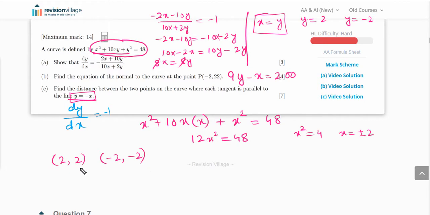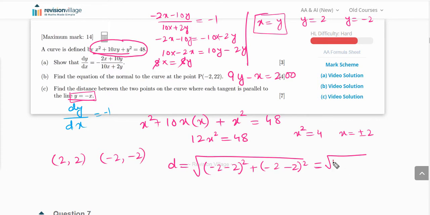Now I'll use the distance formula and work out the distance between these 2 points. So the distance will become equal to the square root of y2 minus y1, so that's like -2 whole square, plus x2 minus x1 whole square, so -2 whole square. So once I solve it, it will become 16 plus 16, that will be equal to under root 32. So under root 32 will be equal to 4 under root 2. So 4 under root 2 is the distance between the 2 points.